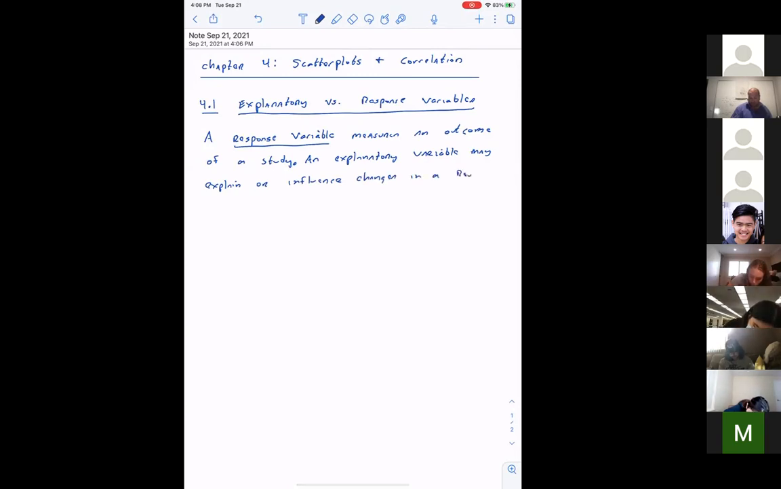I say may, or the book says may, because it doesn't always. And in fact, one of the goals of a statistician is to ascertain whether or not one variable should have any influence on another. But at the end of the day, the explanatory variable is going to be your x-axis, and your response variable is going to be your y-axis.